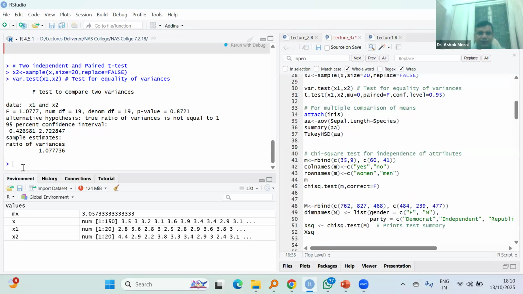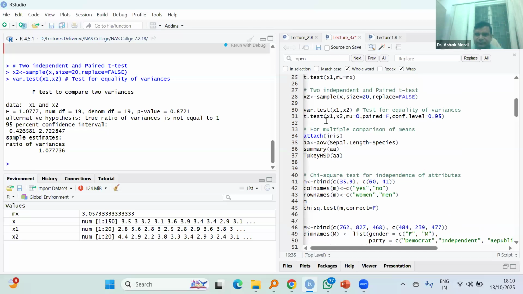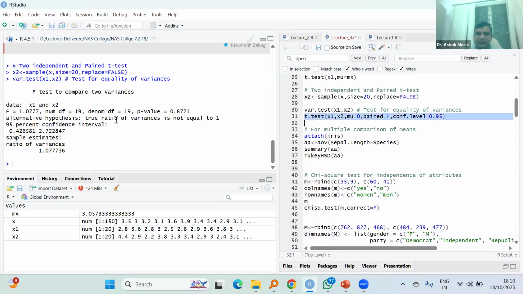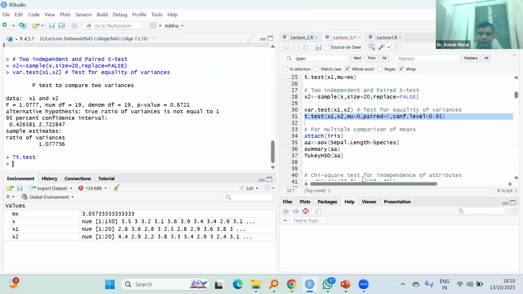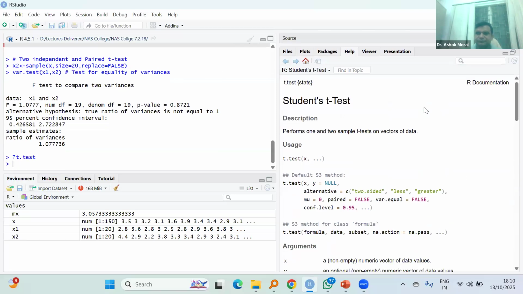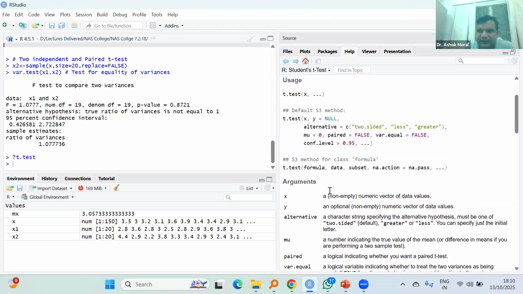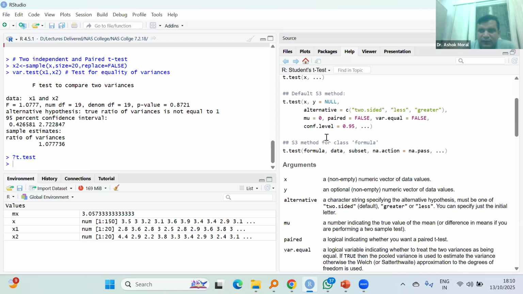Is it clear? So how will we test the two independent sample t-test? If you see question mark t dot test, just see this one, question mark t dot test, that is the help of the t test. What is it telling us? It is saying x, y is null. y is null means that if we pass only one variable, then it will test the one sample t test.